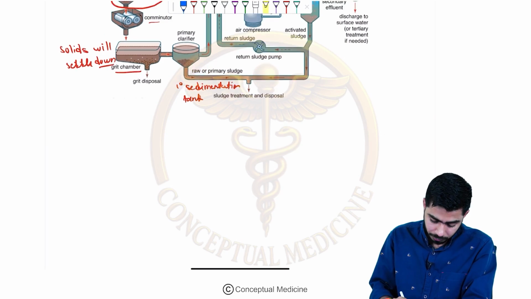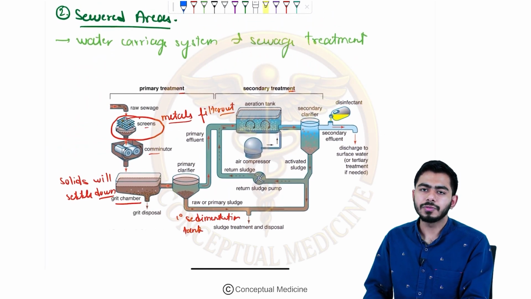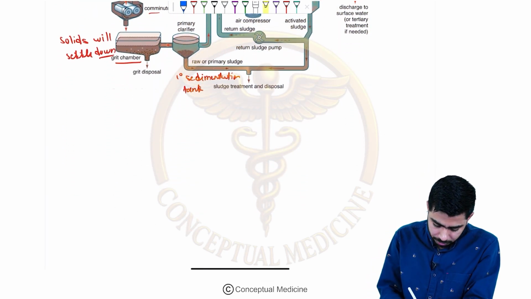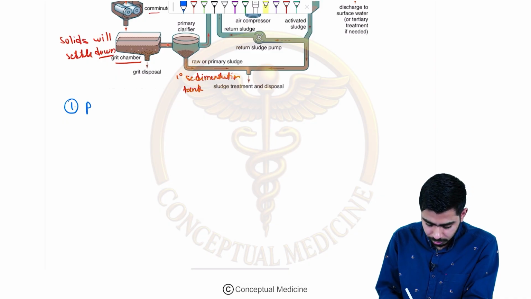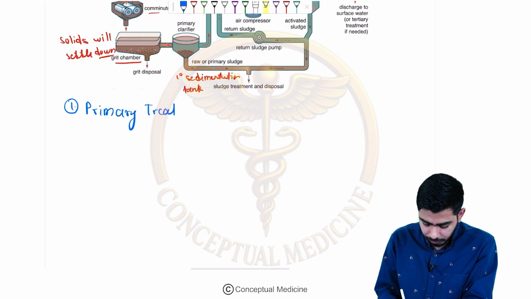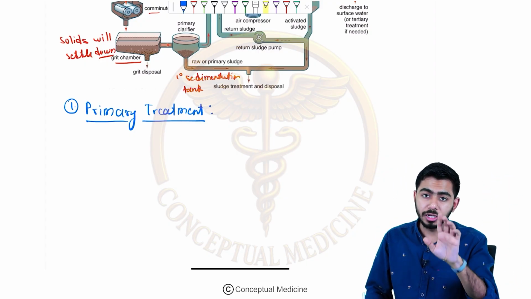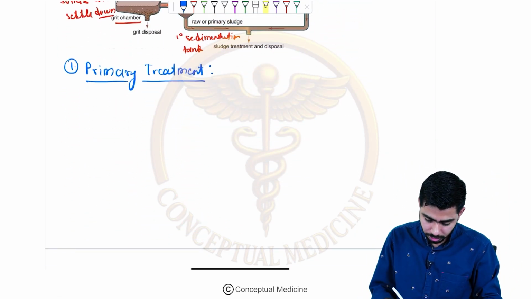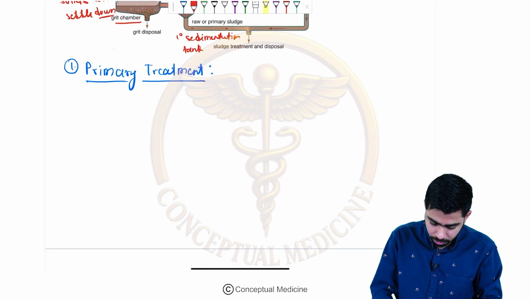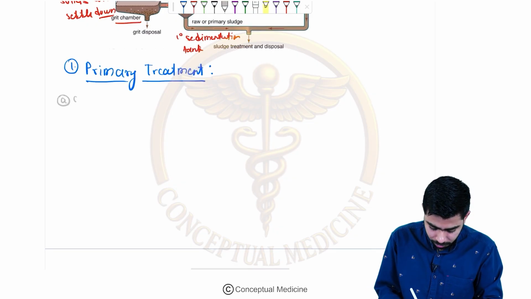So guys, what I told you, in the sewered areas we are having two methods. One is the primary method, another one is the secondary treatment. So primary treatment, let's talk about that as well. In the primary treatment, we saw that the sewage will be coming through, and first of all it has to go through the screen. Firstly it will be going through the screen, so I'm writing that over here, right?